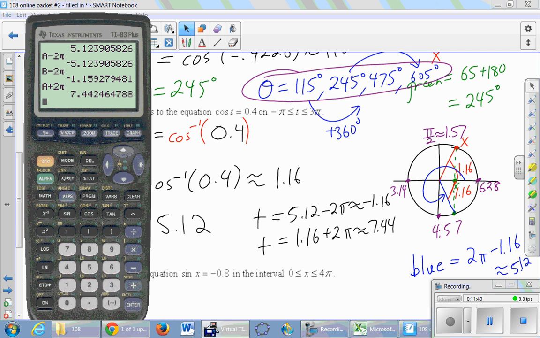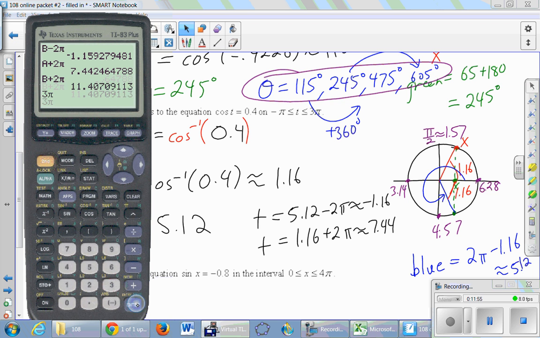And we could just as well have done our 5.12 and added 2 pi to that. And we get 11.4, which actually is too big because we know that 3 pi is the top of our domain, and that's only about 9.5. So I think we've got our answers.